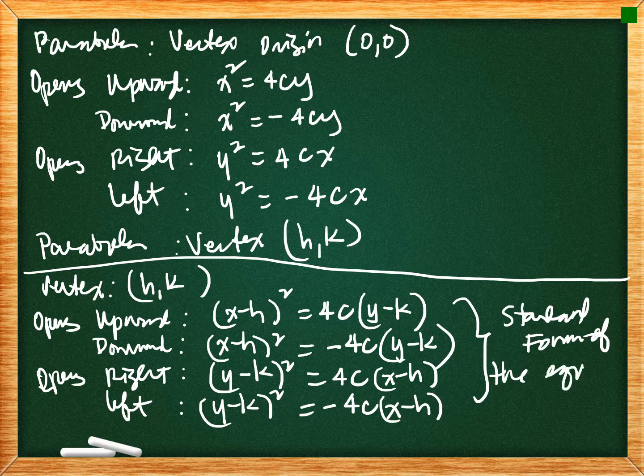And this is the standard form of the equation of a parabola. Again, the standard form of the equation of the parabola is x minus h quantity squared equal to 4c times y minus k when the graph opens upward. This one becomes negative when the graph opens downward. When the graph opens to the right, that would be y minus k quantity squared equal to 4c times x minus h. When it opens to the left, that would become y minus k quantity squared equal to negative 4c times x minus h.